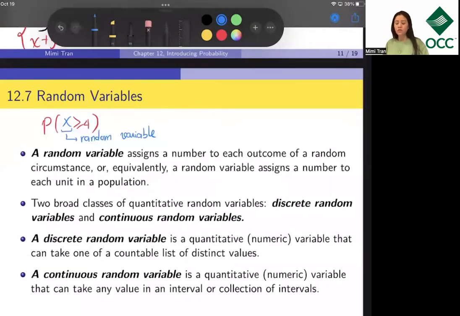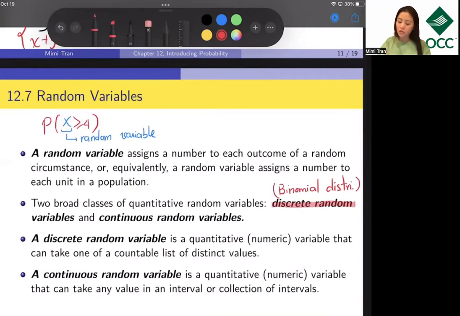There are two broad classes of quantitative random variable. Notice that I say quantitative because there's another type of variable called qualitative, which is categorical. But here we talk about quantitative random variables, that is, discrete random variables and continuous random variables. For the basic stat class, the first distribution that they introduce for discrete random variables is the binomial distribution. So the binomial distribution is a discrete random variable distribution. I didn't have enough space to write.